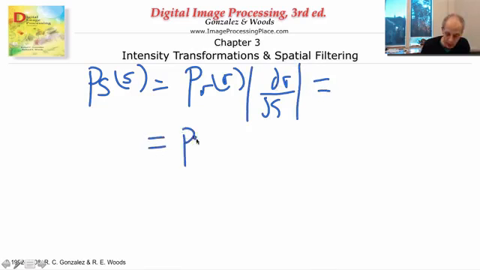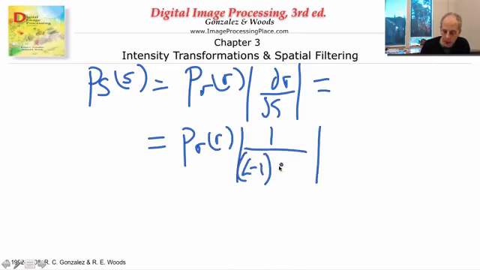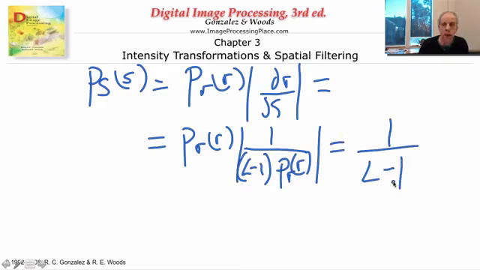So this is P_R(r), the absolute value of 1 over L minus 1. That was our normalization, P_R(r). Now, probabilities are positive, and this is certainly positive, because L is greater than 1. So I can get rid of the absolute value, and then I see that this will basically cancel with this, and I got 1 over L minus 1. And that's exactly what I wanted: to have a uniform, a constant probability distribution for my new image.